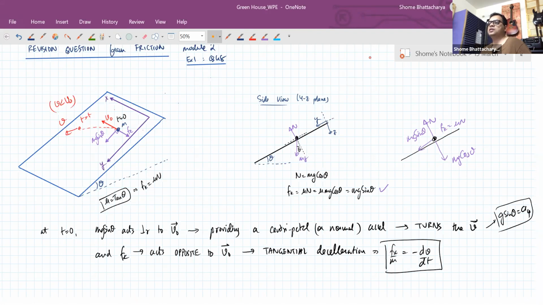Centripetal acceleration, Tej. Centripetal acceleration. Yeah, we will be discussing doubts related to work energy in the next class also. Don't worry. Okay.